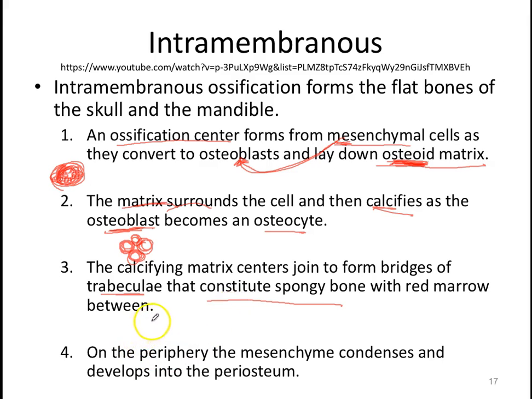And then on the edges, on the periphery, you start laying down compact bone, and that mesenchyme, instead of forming osteoblasts, ends up forming the periosteum. So again, remember, mesenchymal cells can become any kind of connective tissue. On the periphery, or on the edges, they end up forming the periosteum.